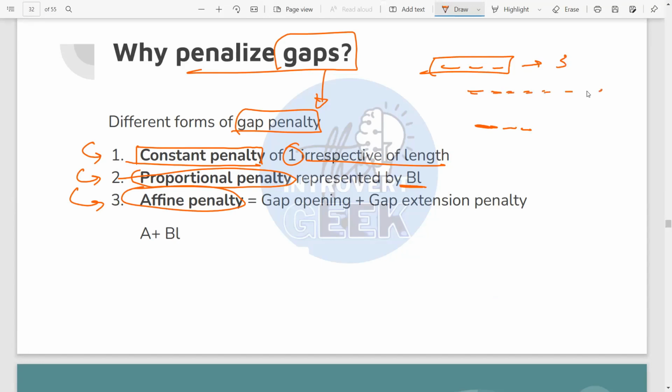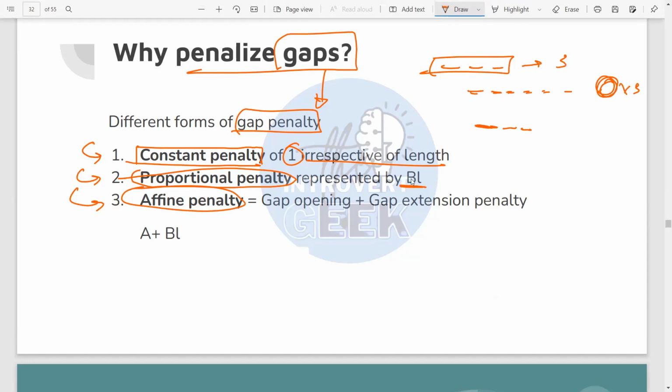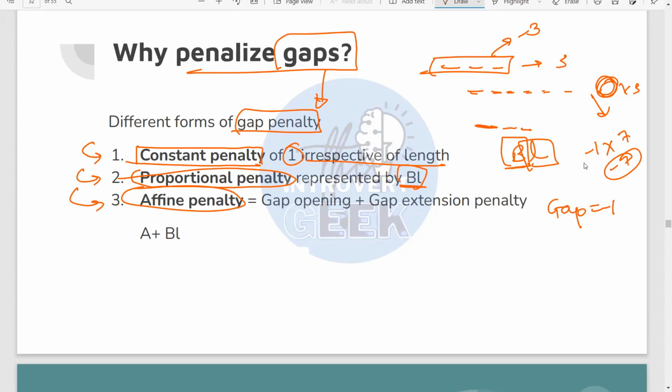But if you have 7 gaps, then it should be some constant number multiplied by the length. So that is B into L. B is nothing but the value of the gap. So let's say we said that a gap will be charged -1. What is L here? L is the length of the gap. So say you have added 3 gaps only, then your score will be -3. But if you have added 7 gaps, then it will be -1 into 7, which is -7. So depending upon the length, you will be penalized for adding a gap, that is proportional.